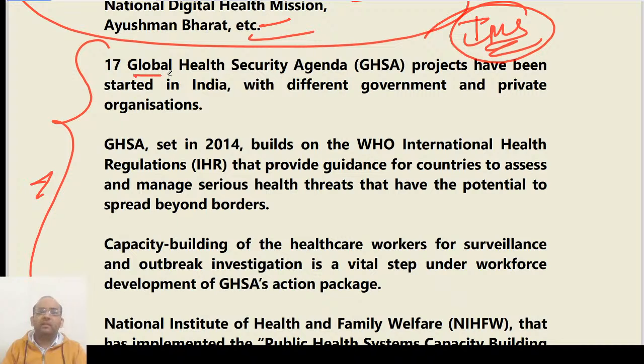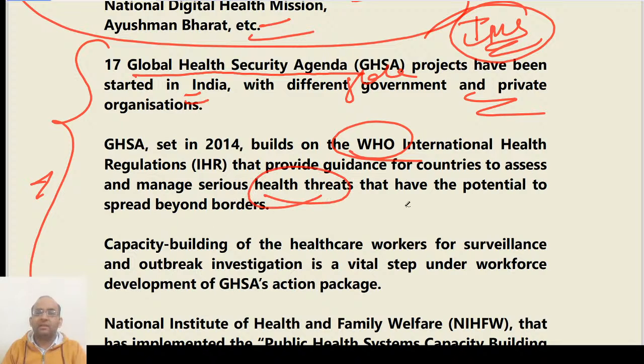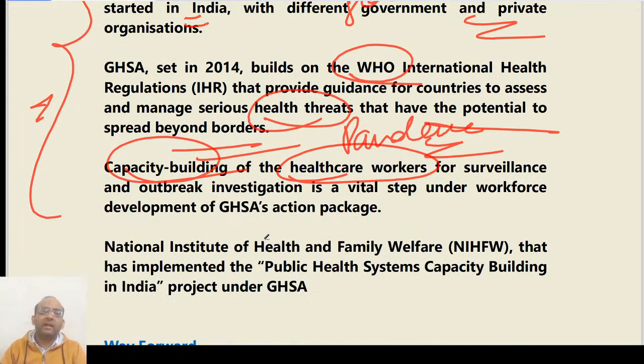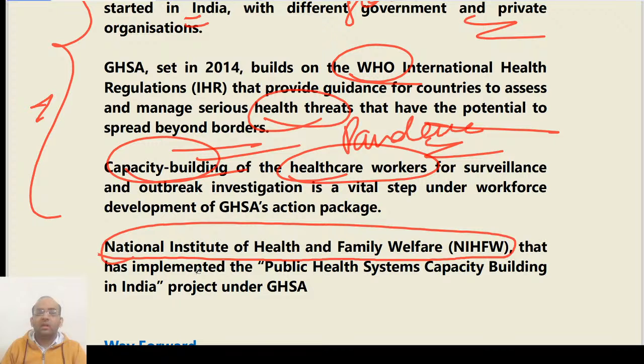That is, 17 Global Health Security Agenda projects have been started in India with different state governments and private organizations. And this has been started with WHO support, where guidance has been given to manage health threats which have the potential to spread beyond borders, basically to control the pandemic. And in this program, healthcare workers' capacity building is done. So whenever a pandemic occurs, we have a ready workforce to combat it. For this, the National Institute of Health and Family Welfare has been chosen as the implementing agency.